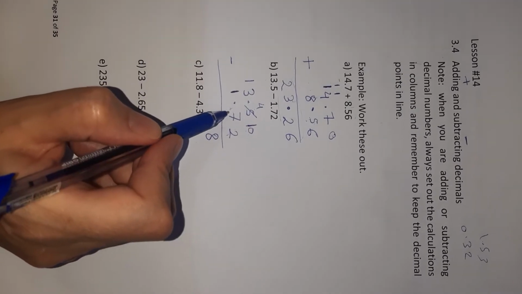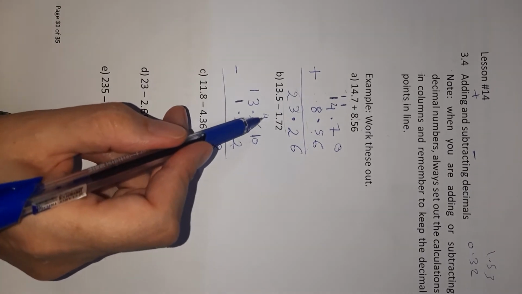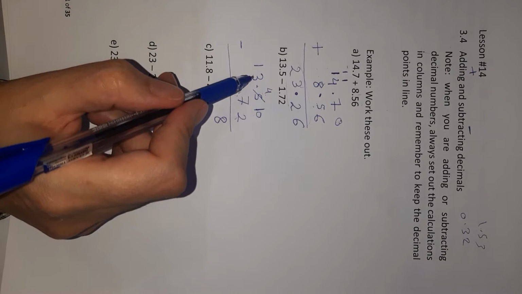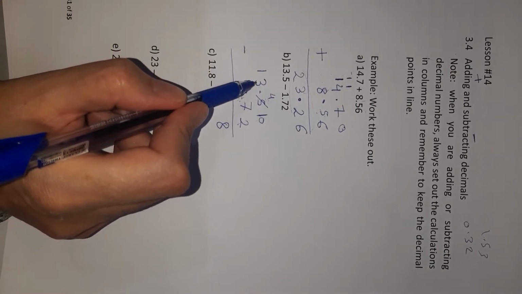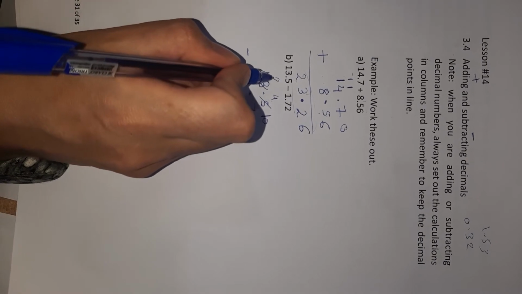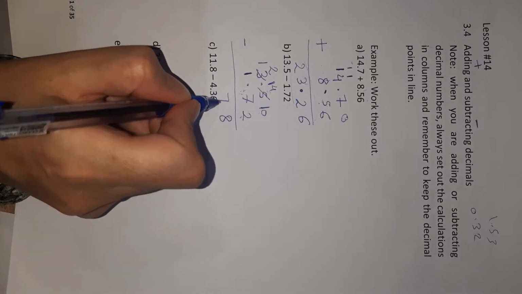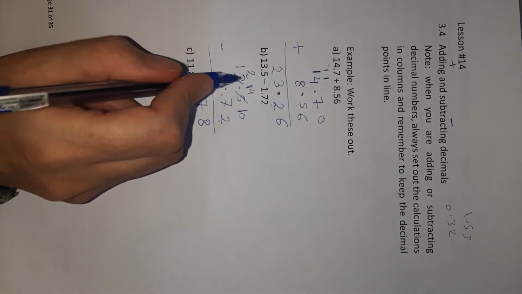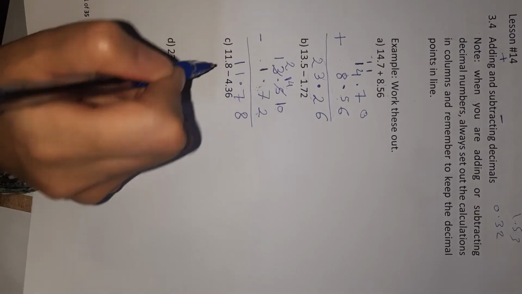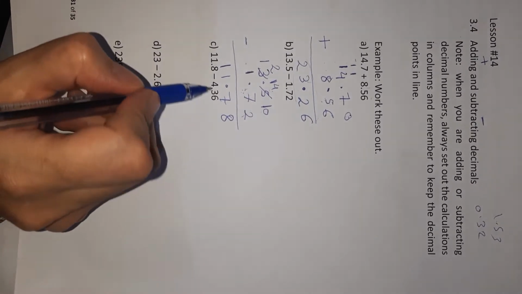4 minus 7. We can't subtract 4 minus 7 since 4 is smaller than 7. Borrow from the 3 and work out 14 minus 7. So here this becomes 2. This becomes 14. 14 minus 7, 7. Put the point down. 2 minus 1, 1. 1 minus nothing, 1. So here the solution is 11.78.